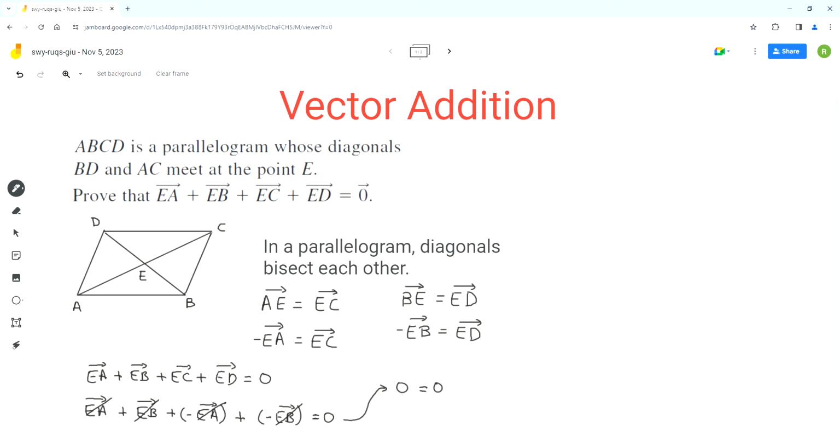So we have proved this statement, so we can conclude that by writing, so left side is equal to the right side.